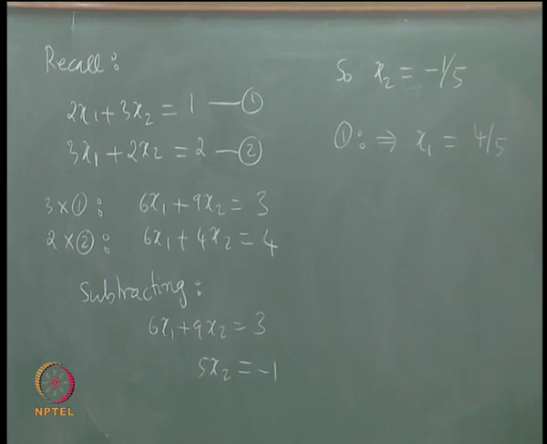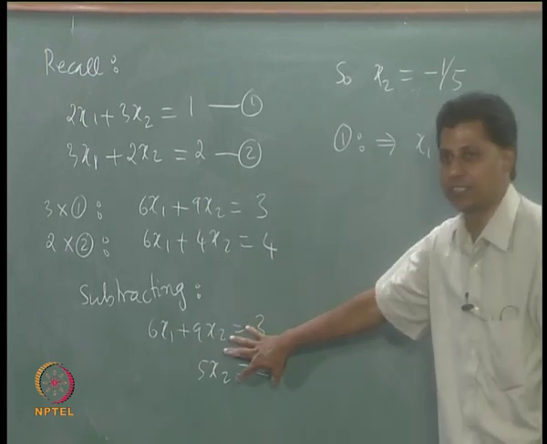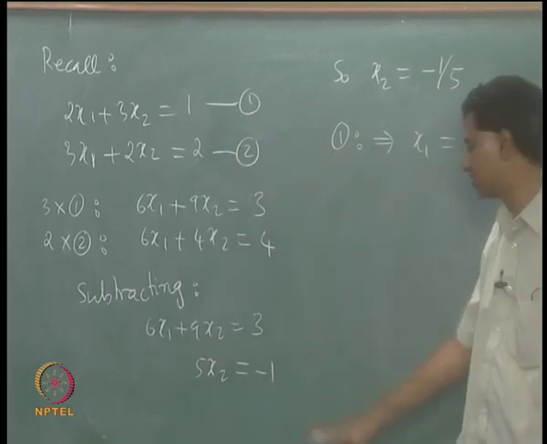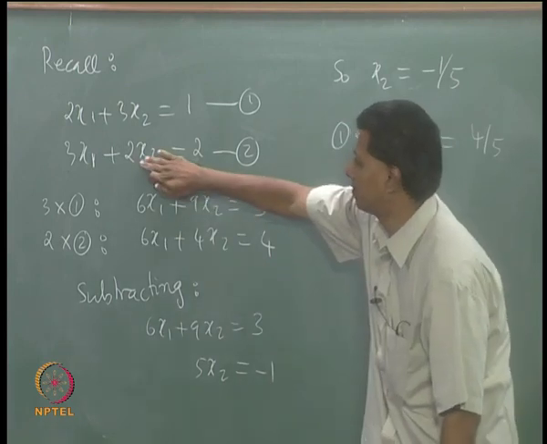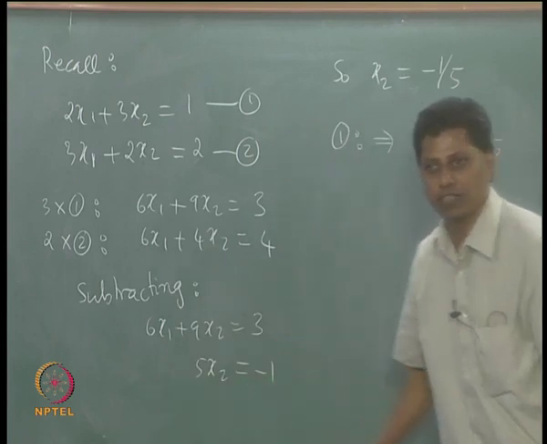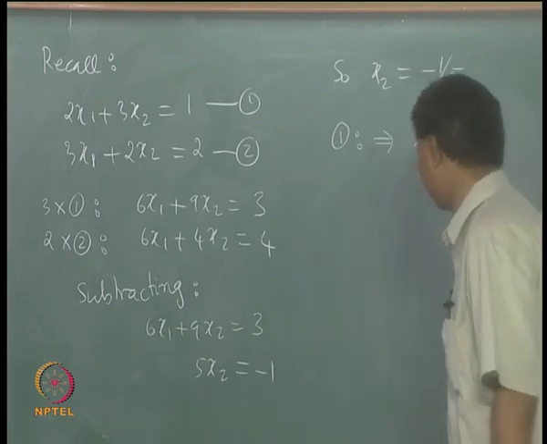But before we look at how to formalize this, let's look at the structure of the second system that we derived from system 1. What is the structure of the second system? The second system has a simpler structure which has allowed me to solve it. The simpler structure, when you compare with the first system, is that in the second equation the first variable is not there.